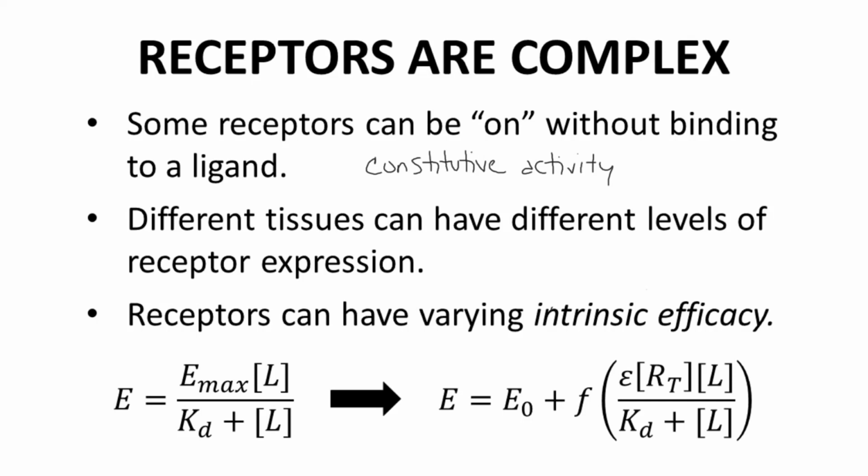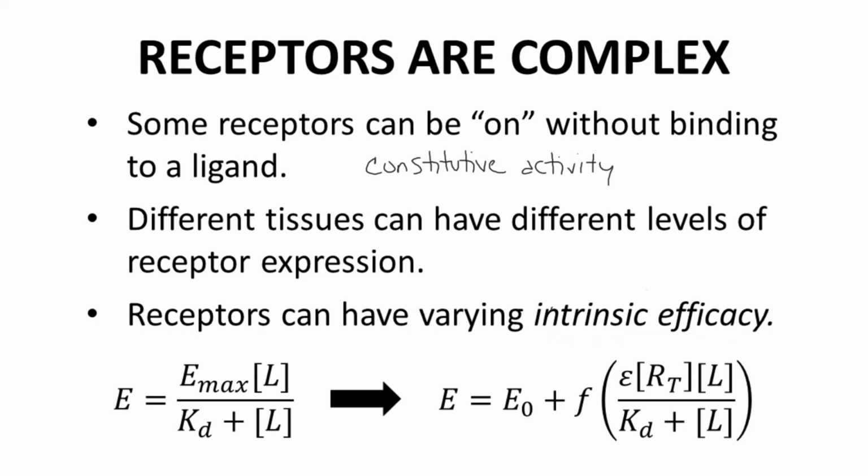Our second consideration is that different tissues can have different levels of receptor expression. So you might have higher expression of a receptor in smooth muscle tissue than skeletal muscle tissue, and the effects or responses seen in each tissue might be different. Lastly, different ligands have different abilities to affect the receptor. This idea is called intrinsic efficacy or intrinsic activity, which changes for each ligand-receptor relationship.